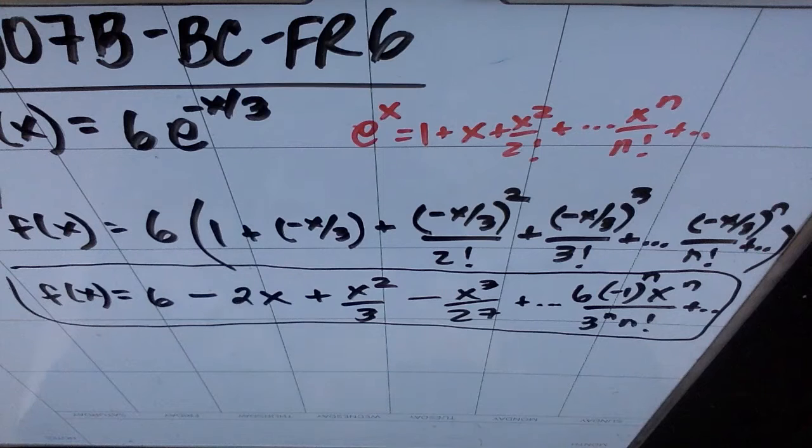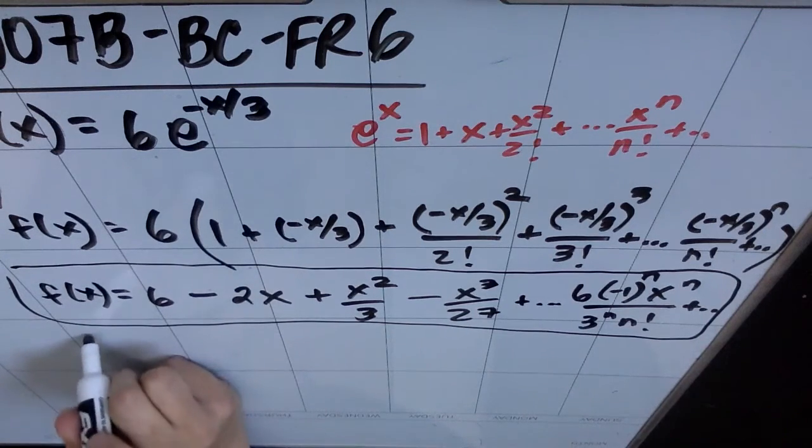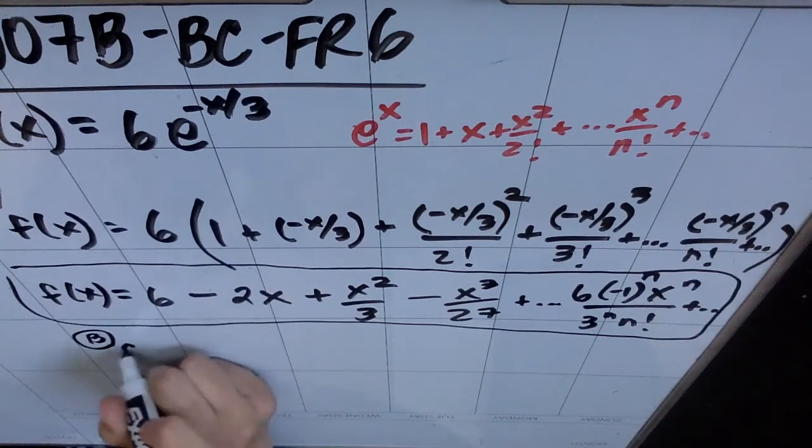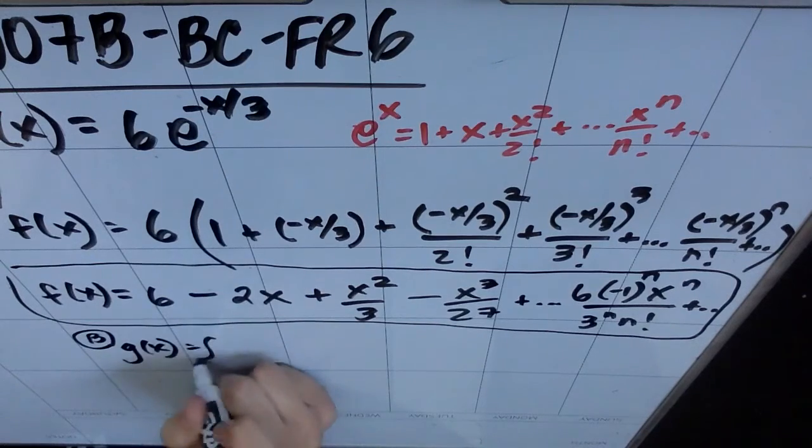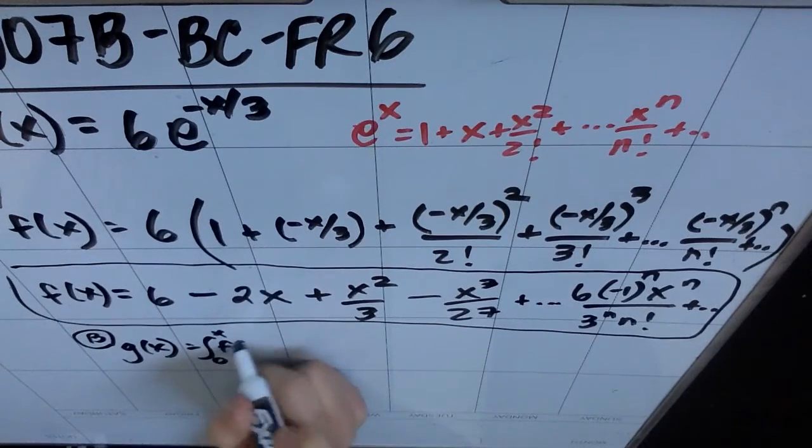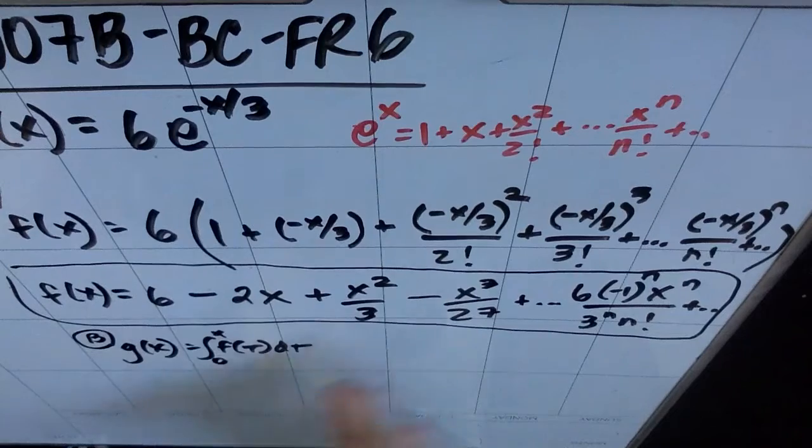All right. Part B. Let g be the function such that g is the integral from 0 to x of f of t dt. Find the first four non-zero terms and the general term of that Taylor series. Okay, so g is just what happens if you integrate f. So g of x is the integral from 0 to x of f of t dt. They're telling you to integrate each term of this.